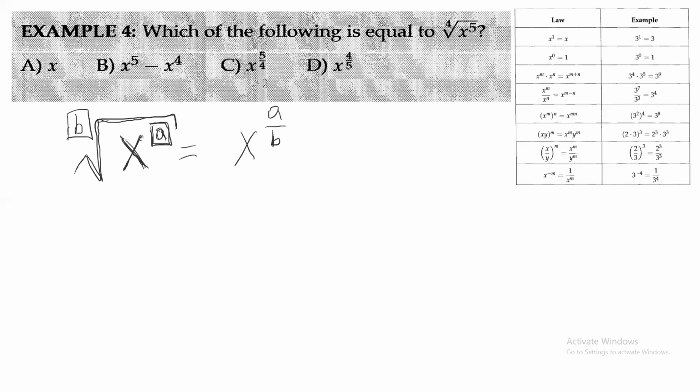So in this example, we have x to the power of 5, and the power of the root is 4. So this can be written as x to the power of 5 divided by 4. So the answer will be C.